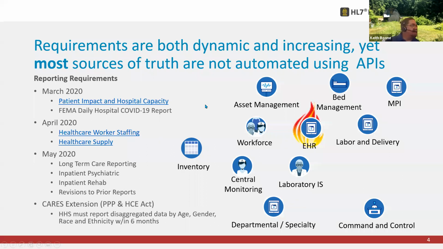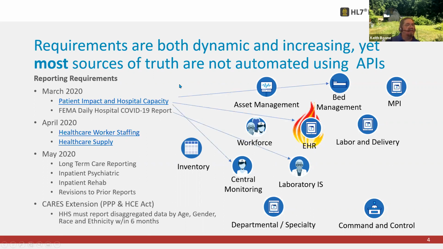And as we look over time, in March, CDC released the Patient Impact and Hospital Capacity module for tracking COVID-19. Vice President Pence sent out a letter through CMS to all hospital administrators asking hospitals to report their in-hospital COVID-19 testing results to FEMA.